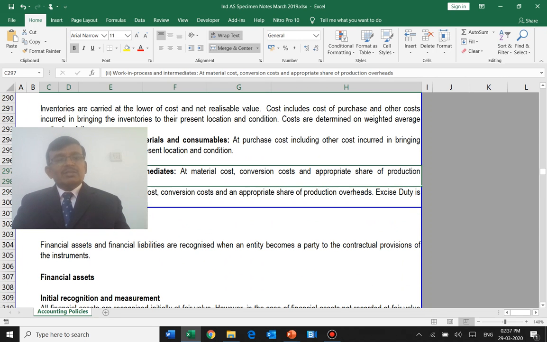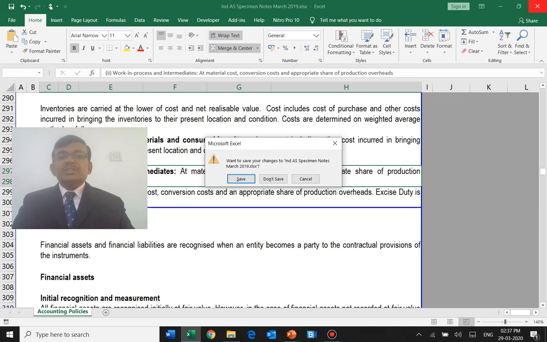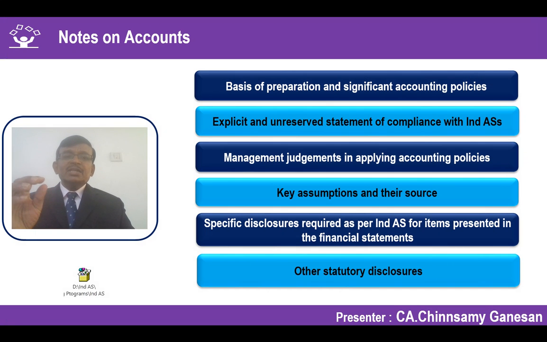So these are all regular policies, but the format in which we normally consider is that you should look at giving the basis of preparation of the financial statement, which should also have explicit and unreserved compliance with the statements applicable, significant accounting policy, management judgment and assumptions, what is the source for that. A specific disclosure as per Ind AS will be part of it after all the notes. For example, other expenses is the last note in the Ind AS financial statement for the majority of companies, and after that all the disclosure.